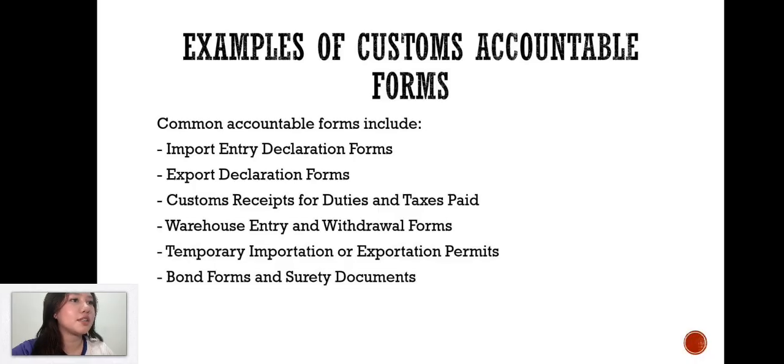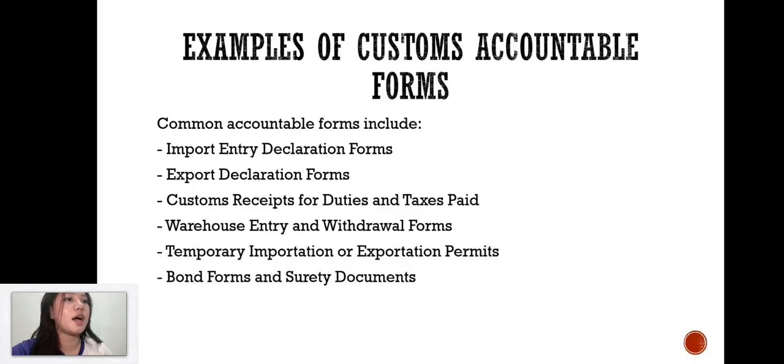Second is the export declaration form. These declarations are required for goods being exported. They help customs monitor outbound shipments and ensure compliance with export regulations. Third one is the customs official receipt. These receipts serve as proof that the duties, taxes, and other customs charges have been paid.